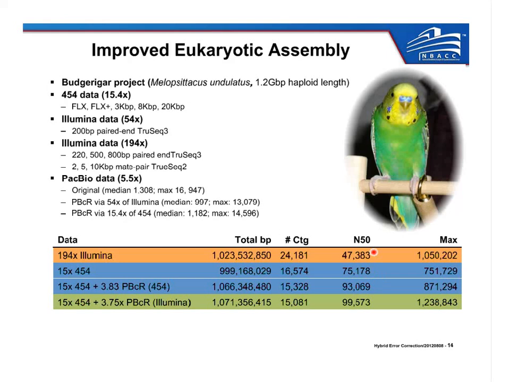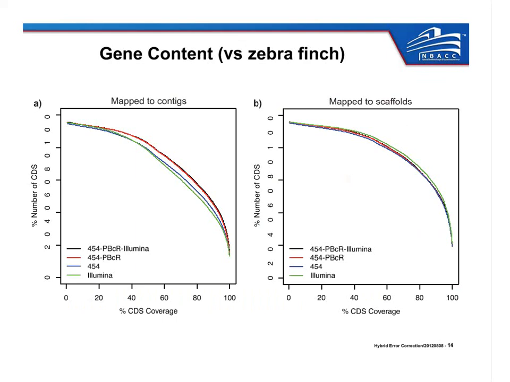To put it another way, the assembly of the 454 data alone versus just adding 4x of PacBio closed over 50% of the gaps in the scaffolds in this assembly. So from just 4-fold coverage of PacBio data, you close half your gaps. And we wanted to see, well, what are the gaps we're closing? Are these gaps interesting? Is there any kind of interesting sequence that we're filling in that was missing before? And what did we actually fix?